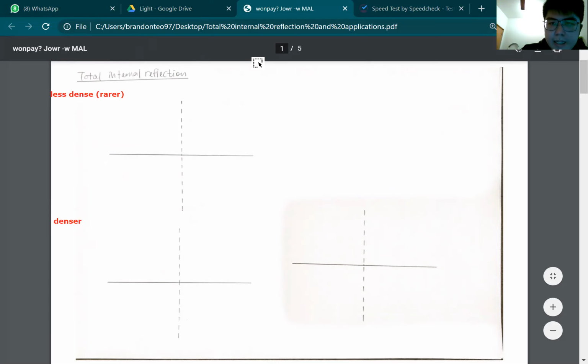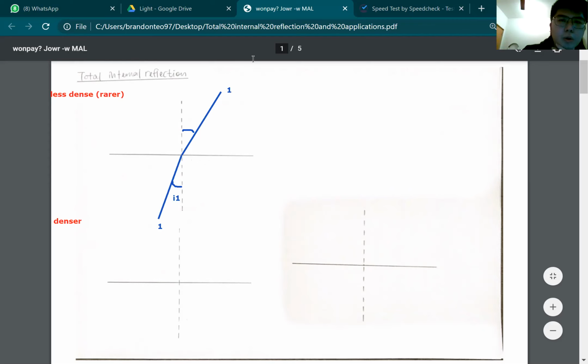Now, light comes from the denser medium, let's say here. The incident ray strikes the boundary and is refracted out, like this. Let's label this as the first ray, ray number 1. So this is the incident angle, and this is the angle of refraction. We label the incident angle of ray number 1 as I1.